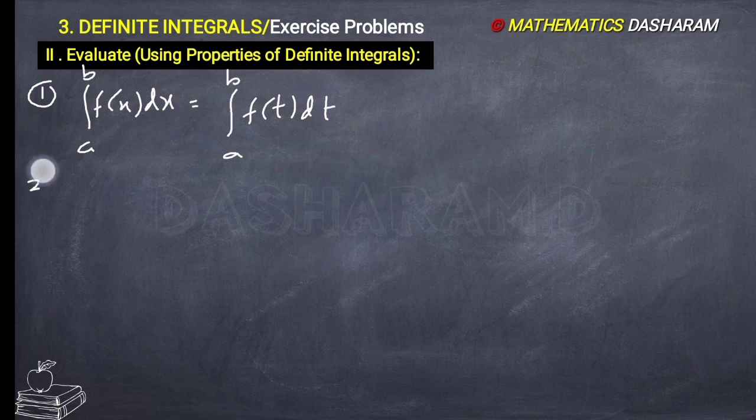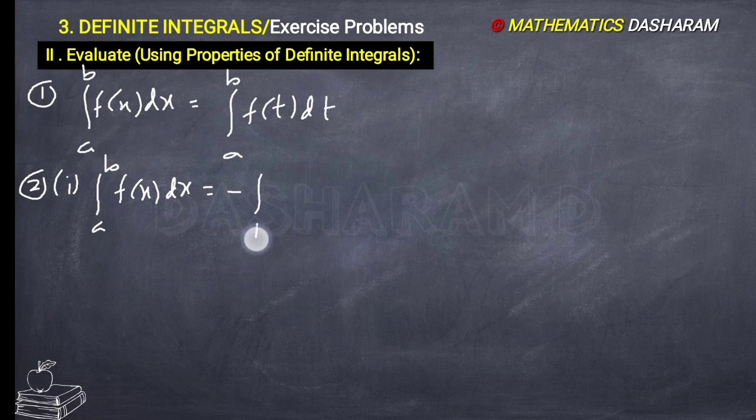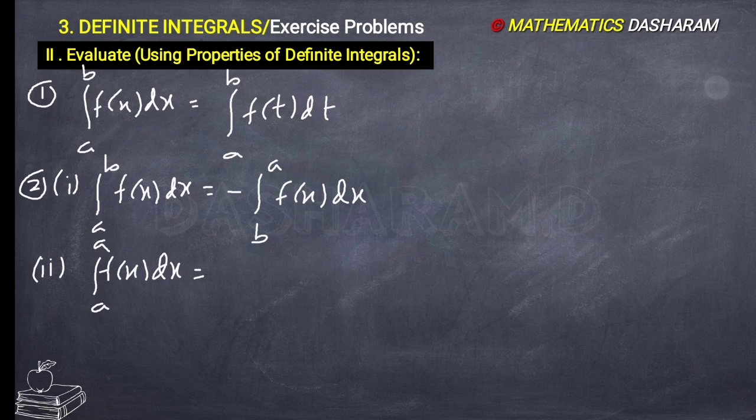Next, second property is integration a to b f of x dx equals minus integration b to a f of x dx. When you interchange the limits, a minus will come for the given function. Next, integration a to a f of x dx equals exactly 0. Why? Because the lower and upper limits are both the same, that is why the answer is 0.